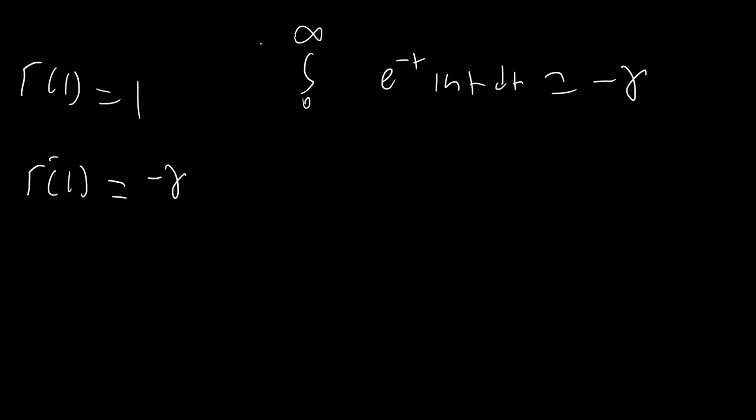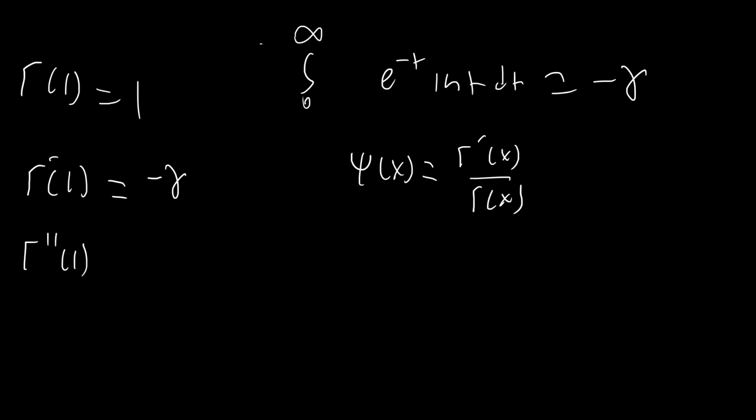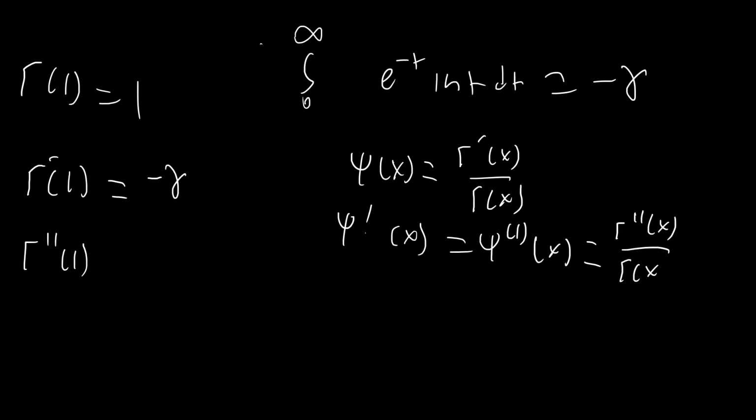And then we're going to also find the second derivative and the third derivative. So the second derivative is going to be gamma double prime of 1. The way we're going to calculate this is using the digamma function. So we know that digamma of x is equal to gamma prime of x over gamma of x. So for the first derivative, I'm just going to write digamma prime of x. You could also write it as digamma with a little 1 there of x. It's going to equal the second derivative over gamma of x, and then we're also going to have minus digamma of x squared.